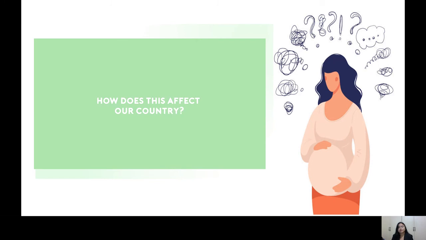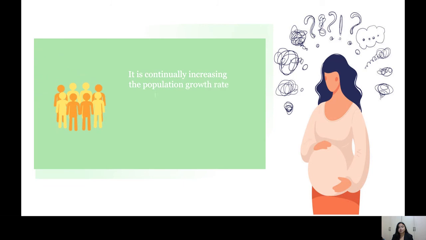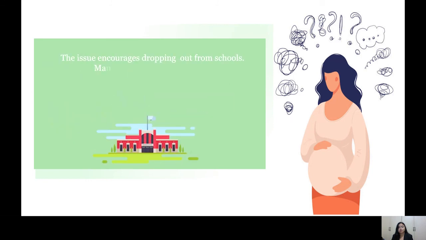The issue of teenage pregnancy has several consequences. It is continually increasing the population growth rate in the society. Many babies are being born through it, which cannot be catered for by the available resources. The issue encourages dropping out from schools. Many pregnant female children end up dropping out from school to avoid shame.